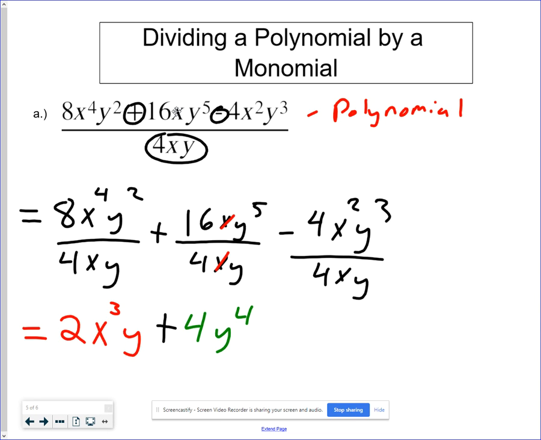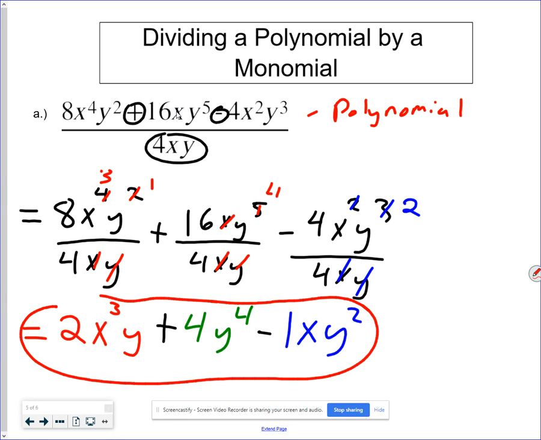And then lastly, we have minus. So we have a 4 on top and a 4 on bottom. 4 divided by 4 is just 1. We have an x squared on top and an x on bottom. So we're just left with 1x. Then we have a y to the 3rd on top and a y to the 1st on bottom. So we're just left with a y squared on top. So by breaking the polynomial into its individual monomials, we're able to divide it by a monomial. And then this would just be our answer.